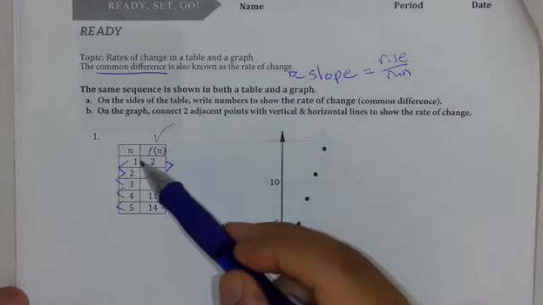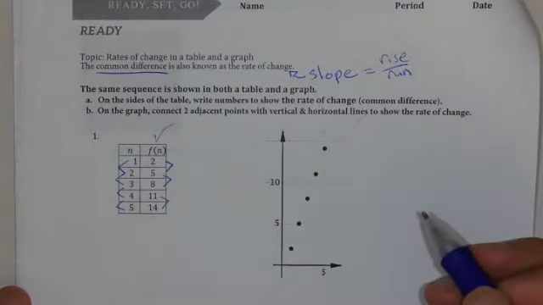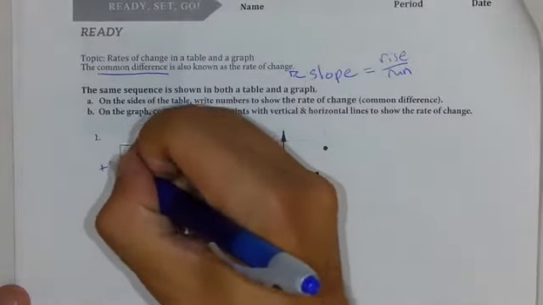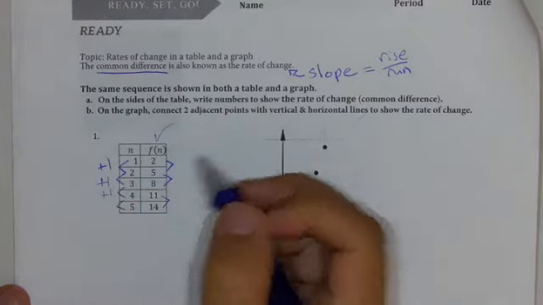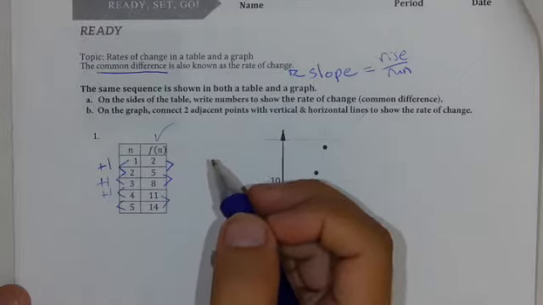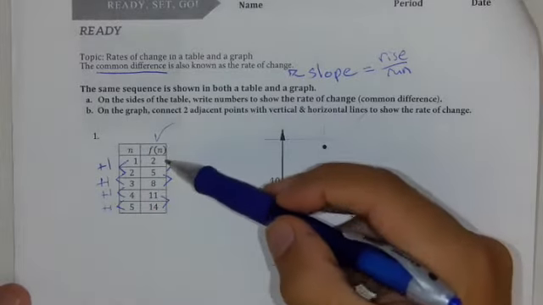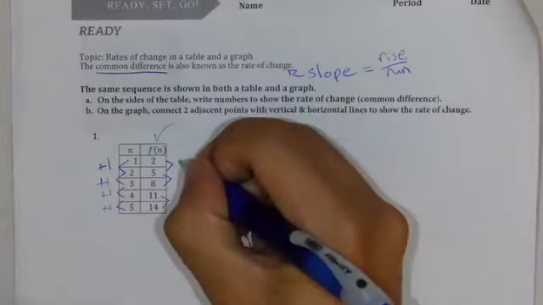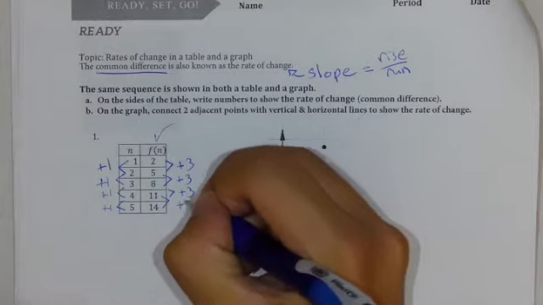Starting first with n, what's that jump from 1 to 2? What's that common difference? Hopefully you're saying that it's just adding 1. And that seems to be the case here from 1 to 2, 2 to 3, 3 to 4, and 4 to 5. Simple enough, right? And then what about for the rate of change for f of n? What's that common difference? Hopefully you're saying +3. And that's consistent the whole way through.